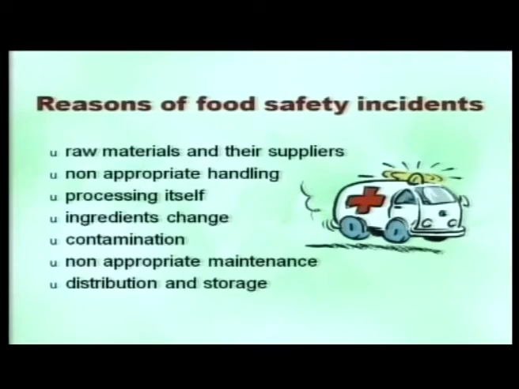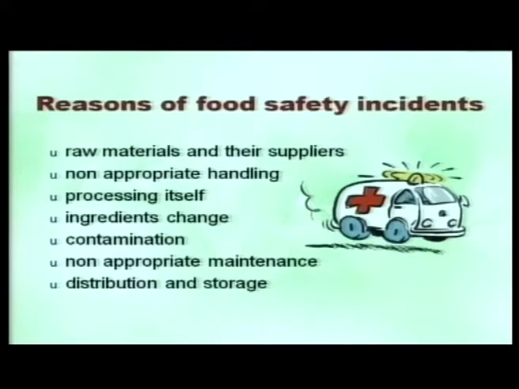There can be contamination at any stage in the food chain. There is inappropriate maintenance. There are incidents where we can find iron filings, screws and other hazardous things which come as a result of inappropriate maintenance. There can be food safety incidents because of inappropriate distribution and storage.